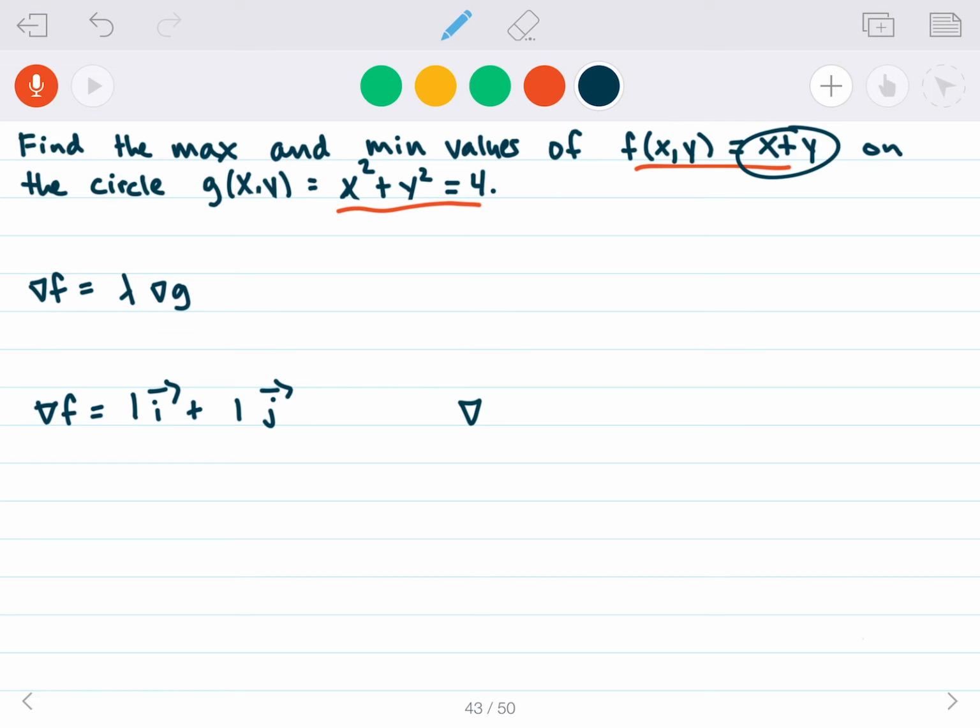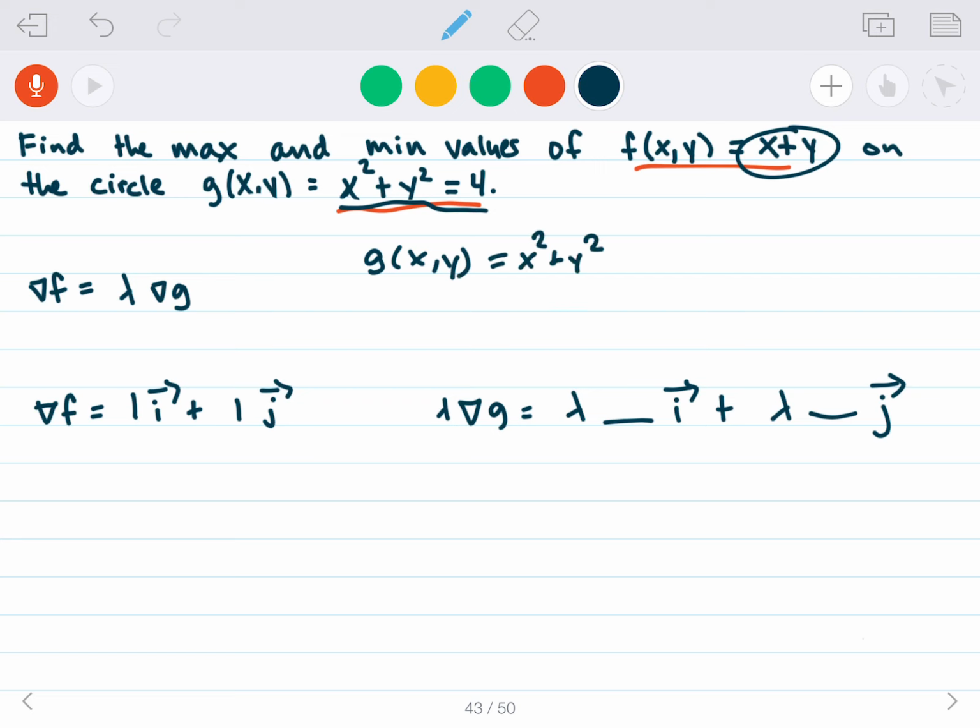Our gradient of g times lambda is going to be lambda times something i plus lambda times something j. And so my g, if I take this to be a surface rather than a level curve, my g of xy is going to be x squared plus y squared, so that I can find the gradient of this. So the gradient, with respect to x, my partial derivative is 2x. With respect to y, it's going to be 2y.